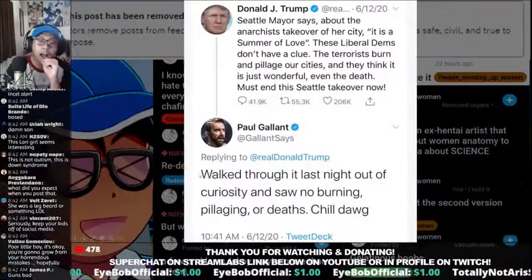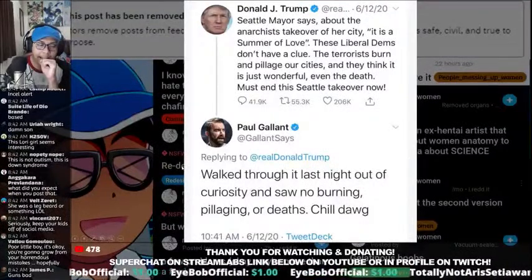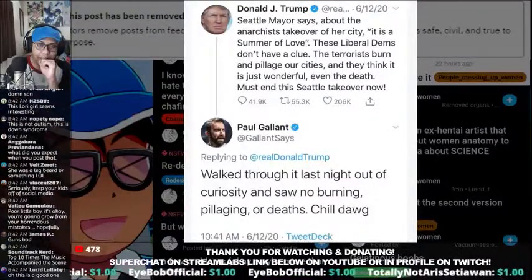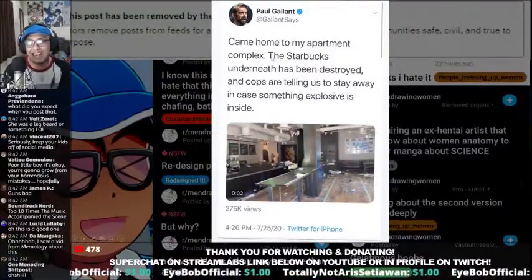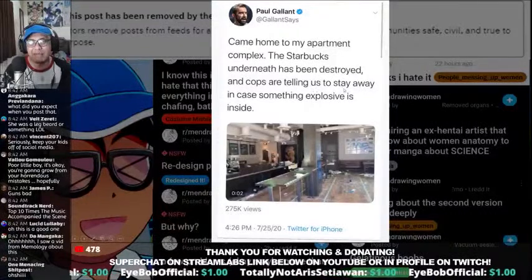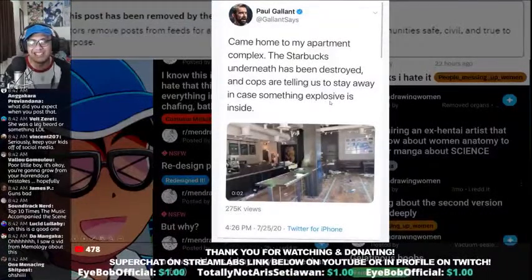And before, burning, pillaging, and potential deaths happening to this. Oh. Came home to my apartment complex. The Starbucks underneath has been destroyed and cops are telling us to stay away in case something explosive is inside.